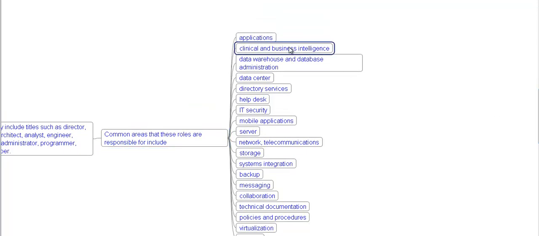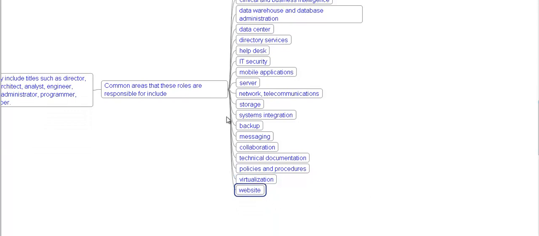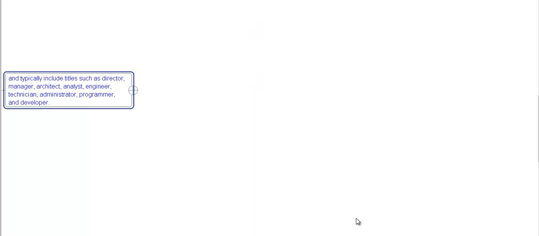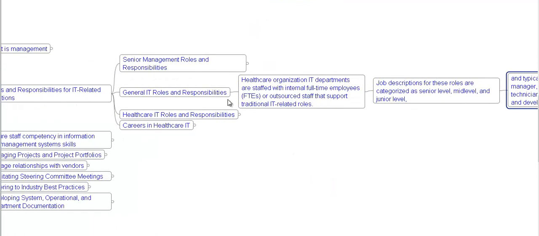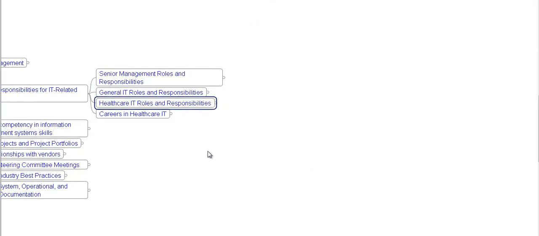applications, clinical business intelligence, data warehouse and database administrator, data center, directory services, help desk, IT security, mobile applications, servers, network and telecommunications, storage, system integrations, backup, messaging, collaboration, technical documentation, policies and procedures, virtualization, and websites. Now let's see healthcare IT roles and responsibilities.